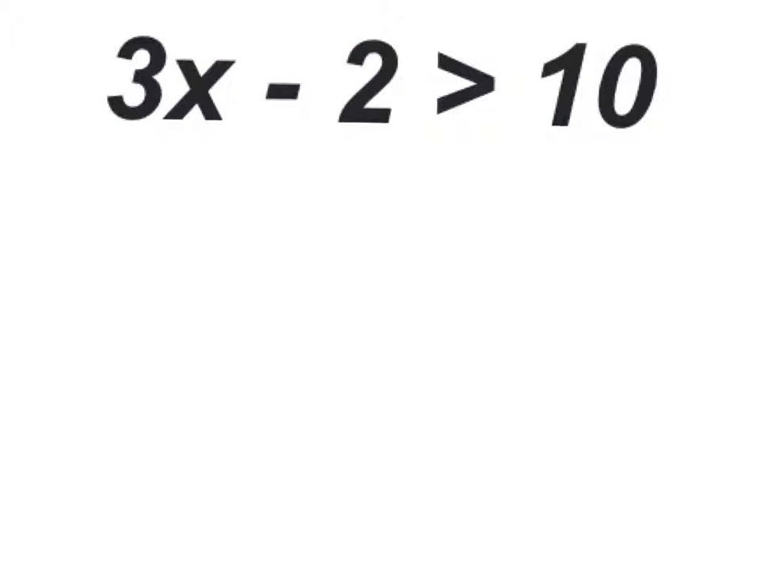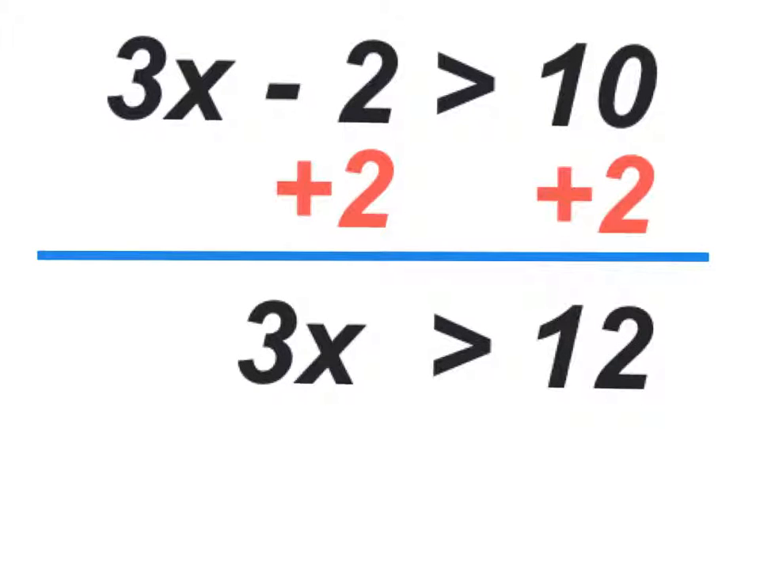The first thing that we need is an inequality to solve, and we got one right here: 3x minus 2 is greater than 10. Just like you'd solve a two-step equation, you solve this inequality. For our first step, you take the opposite of minus 2 and add 2 to both sides. Minus 2 and plus 2 are additive inverses, so they make 0. You're left with just 3x on the left-hand side, and 10 plus 2 gives you 12 on the right-hand side.